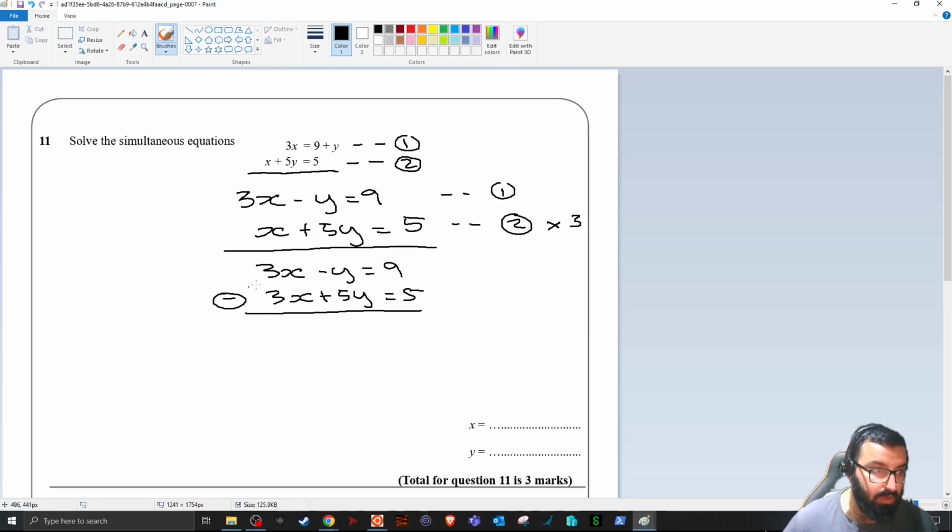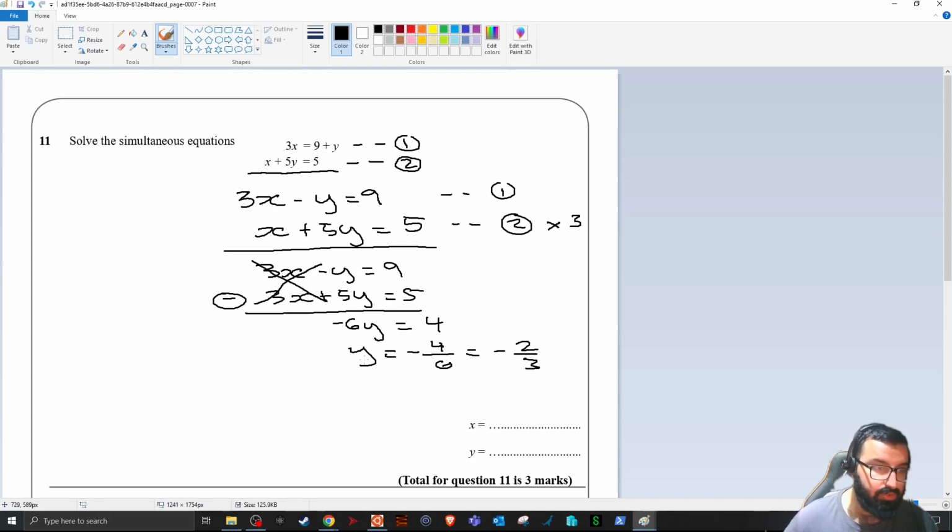So 3x take away 3x is nil. Minus y minus plus 5y, which is minus y minus 5y, because a plus and a minus makes a minus, of course, is minus 6y equals 9 take away 5, which is 4. y equals minus 4/6, which, simplifying this down, equals minus 2/3.